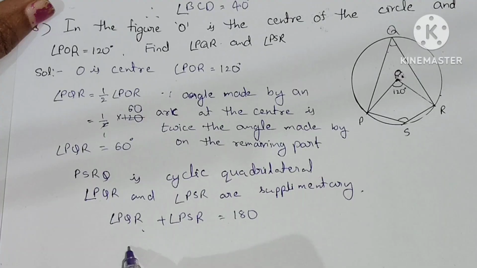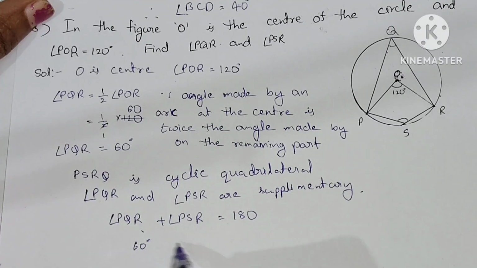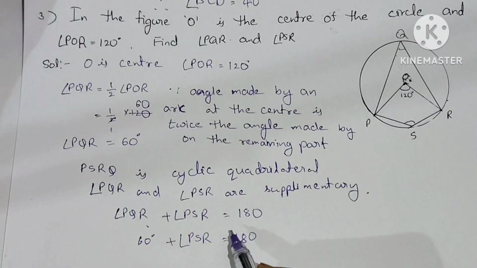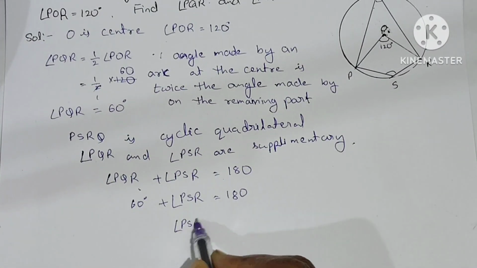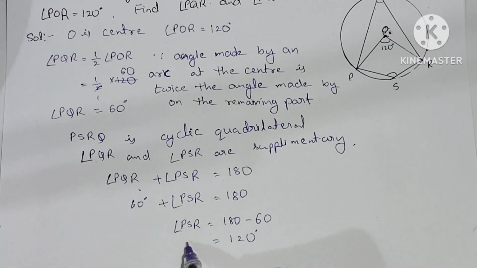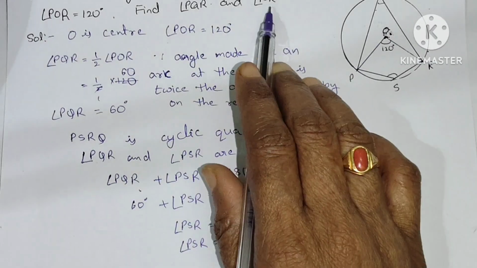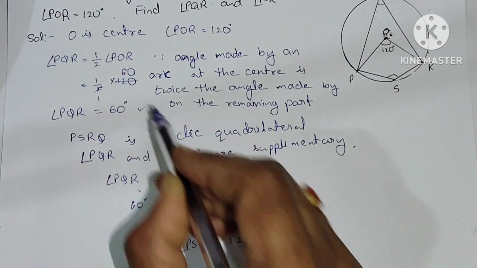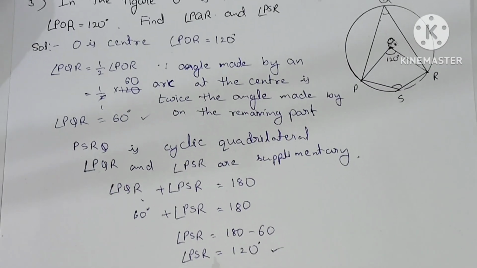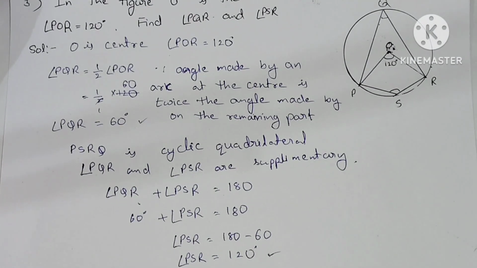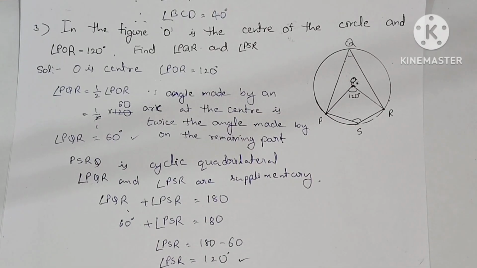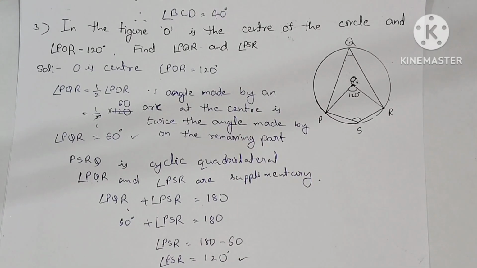PQR equals 60, we know this. So 60 degrees plus PSR equals 180. So angle PSR equals 180 minus 60, which equals 120. The question asked for angle PSR and PQR, so these two are the answers. This is the complete solution of the third one.